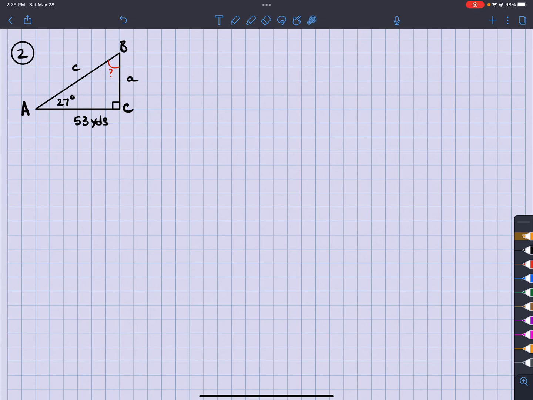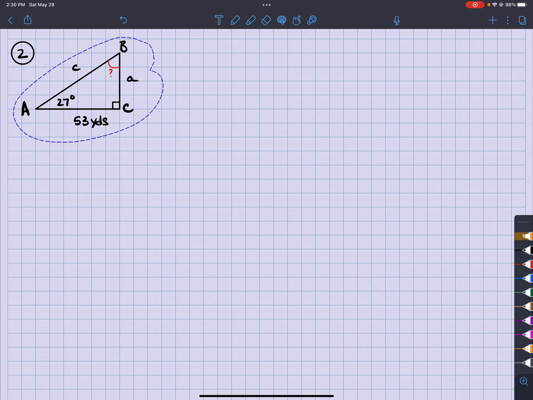All right, so here is the problem here. We need to find this angle. We need to find this side, and we also need to find that side. You can do this in any order that you would like, right? So let's kind of break this up a little bit.